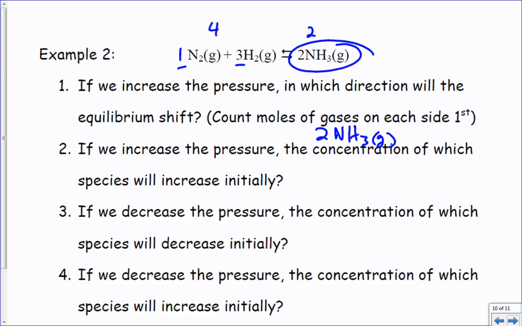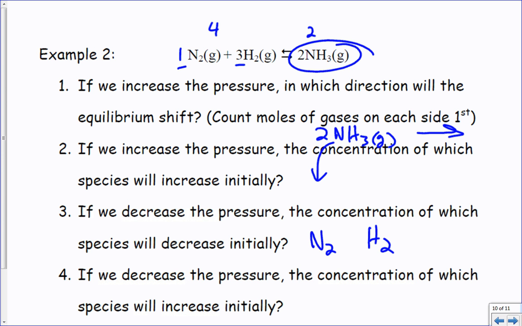Increase in pressure, the concentration of which will increase initially. Did I do something wrong? Oh, it just says which way will it shift. Boom. Okay. Initially, I will increase the 2NH3. I answered that problem first. Now, which will decrease? The N2 and the H2.